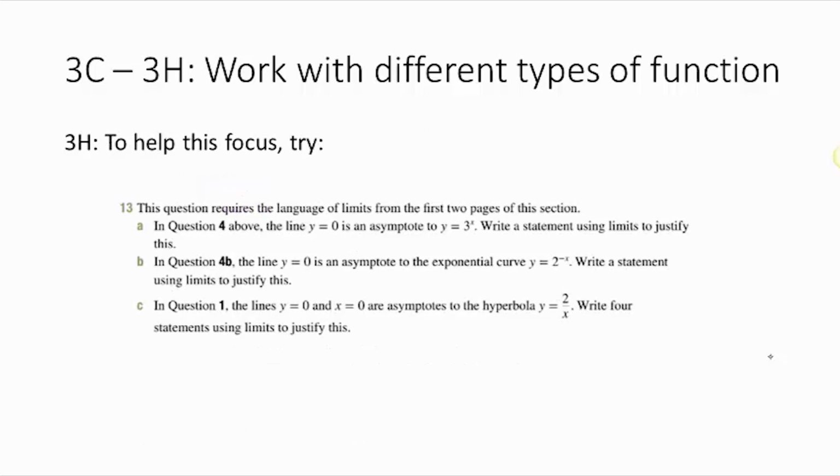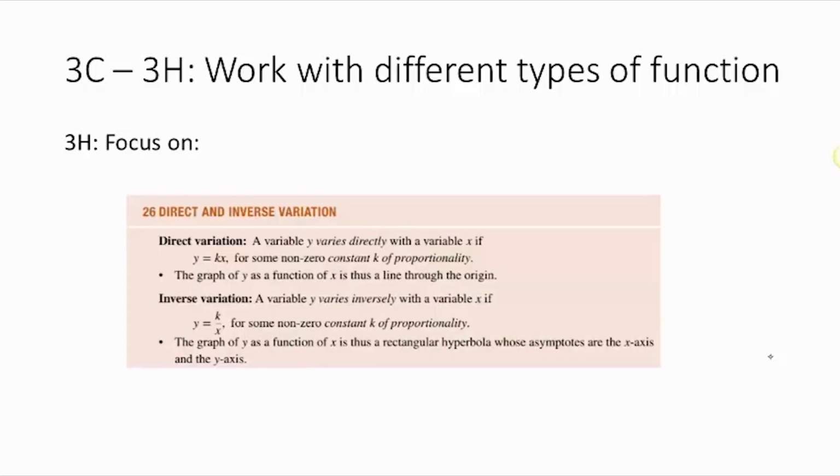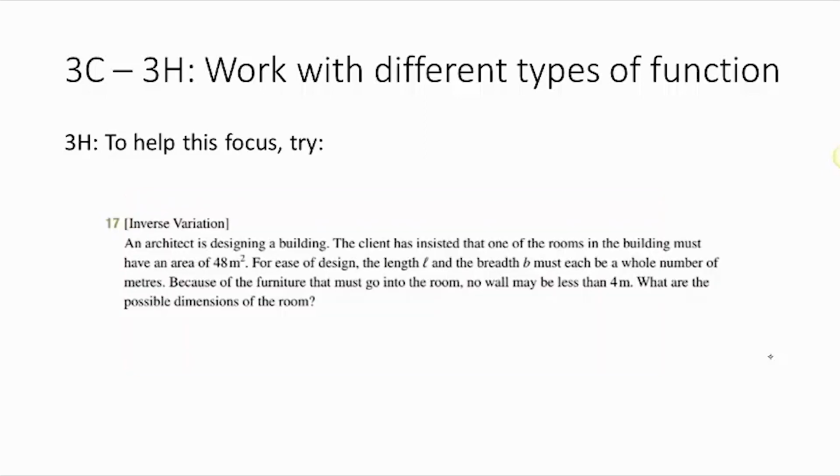Here's a nice question from the exercise to practice some of that. Work with some of that, perhaps even discuss as a class. Then direct and inverse variation comes into that from the two graphs. So defining that in terms of k being the constant of proportionality. And here's a nice question on inverse variation from the exercise.